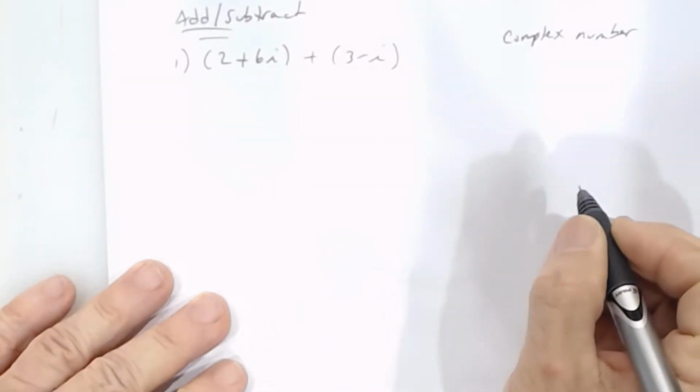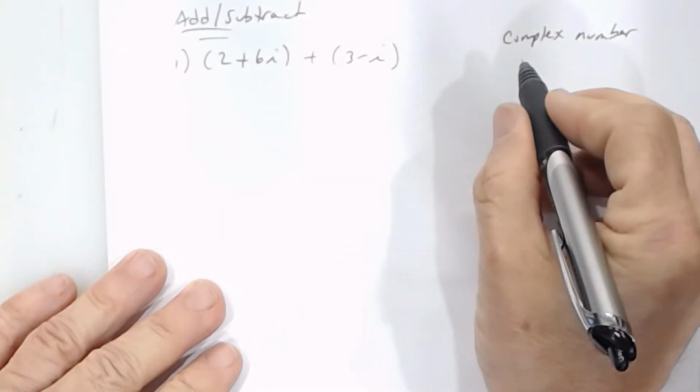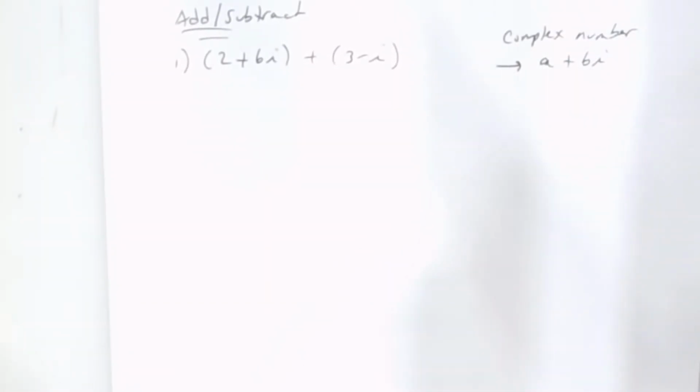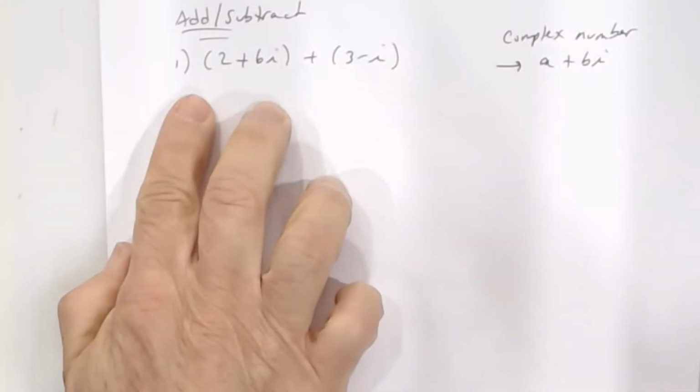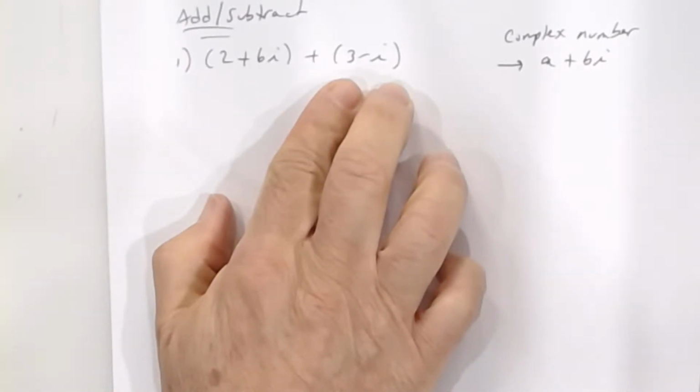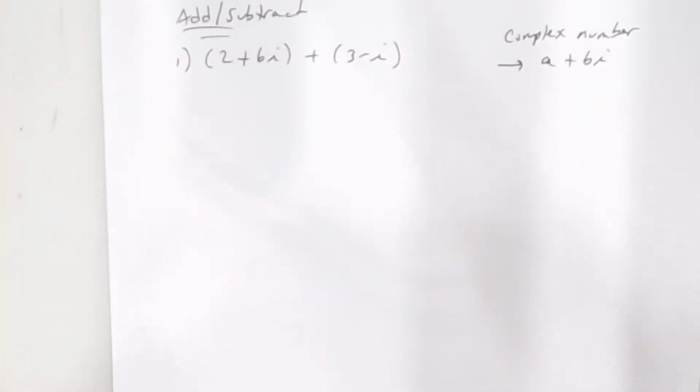All right, a complex number has this form: a plus bi. Okay? So is the first parenthesis a complex number? Yes. Is the second parenthesis a complex number? Yeah. It's of the form a plus bi.